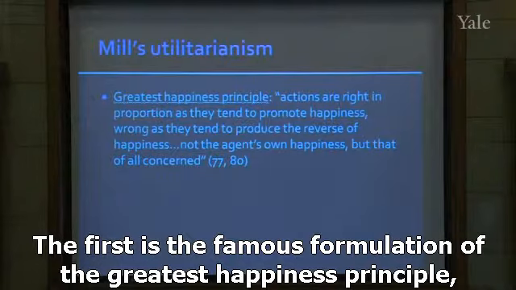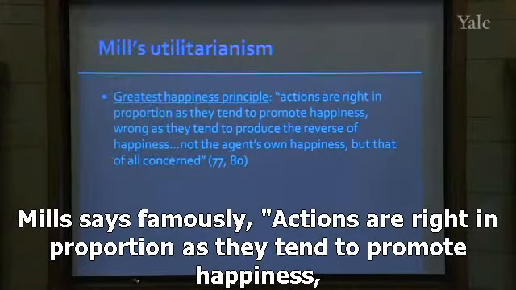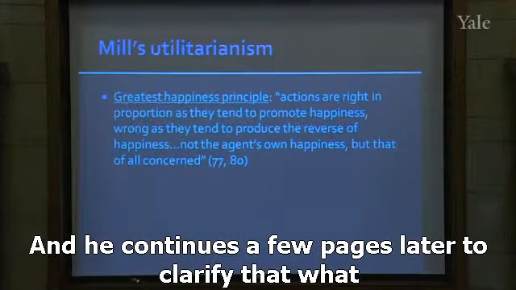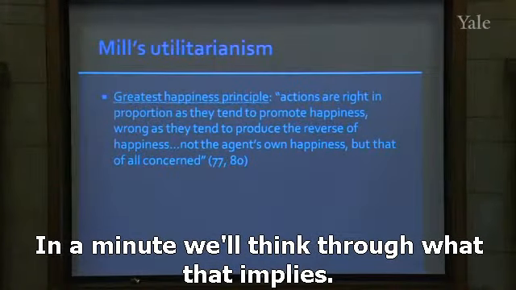The first is the famous formulation of the greatest happiness principle, which in your text appears right at the beginning on page 77 in the reprint. Mill says, famously, actions are right in proportion as they tend to promote happiness, wrong as they tend to promote the reverse of happiness. And he continues a few pages later to clarify that what he means is not the agent's own happiness, but that of all concerned. And in a minute, we'll think through what that implies.